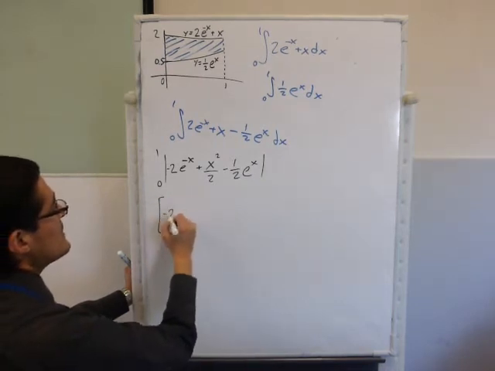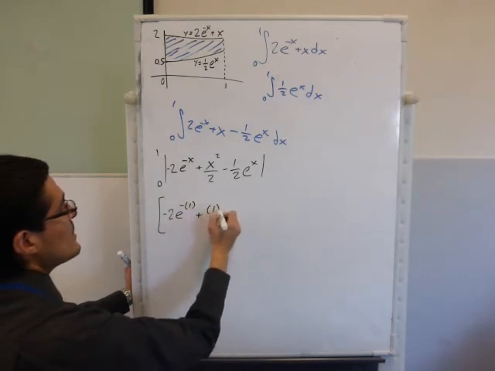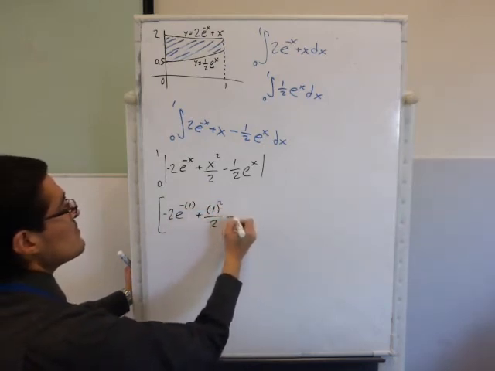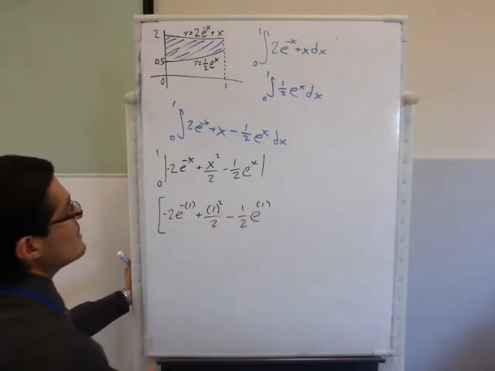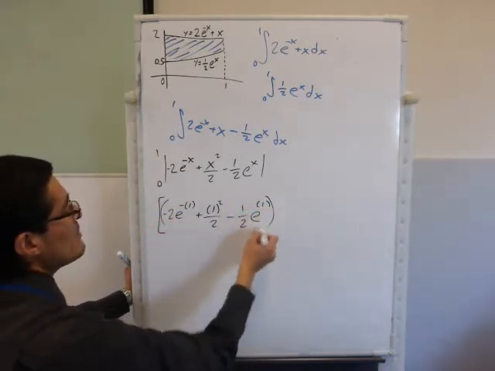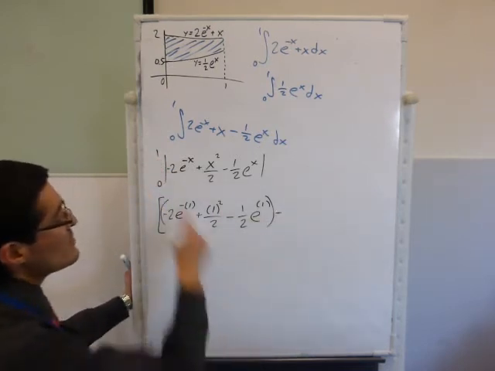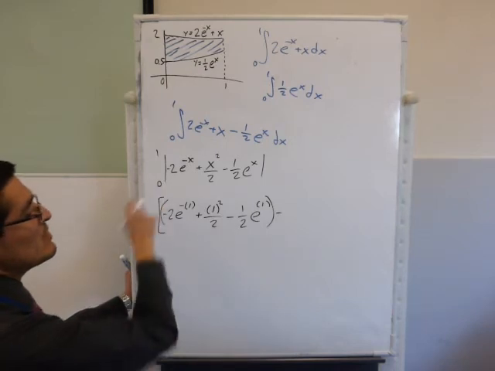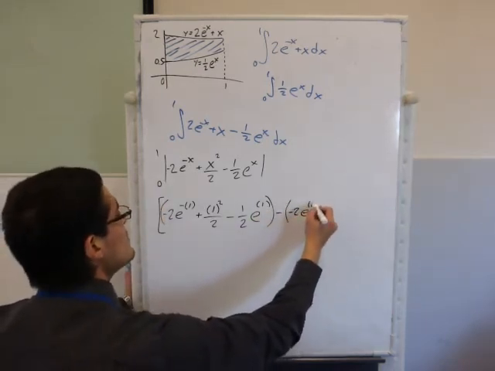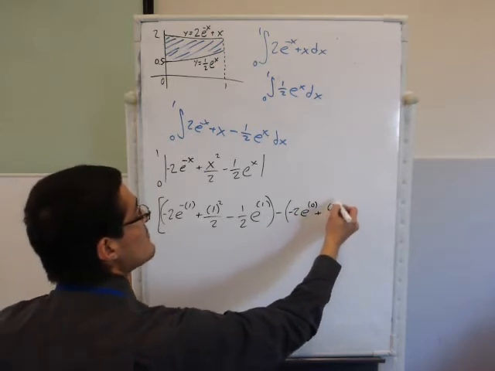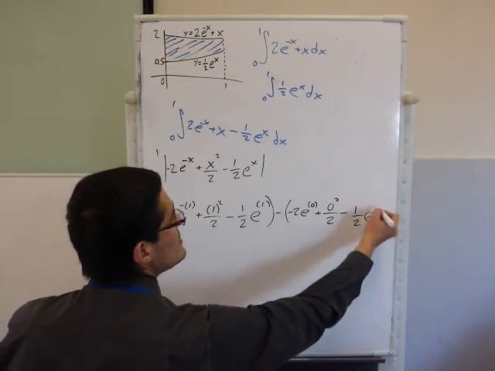Then having -2 e to the -1 plus 1 squared over 2 minus 1/2 e to the 1. And that will be only the part for the upper limit. Then you have to do the substitution of the same expression, but now with the lower limit. And that will be -2 e to the 0. Do not assume that the answer for this will be 0. If you're thinking that, why am I doing this?